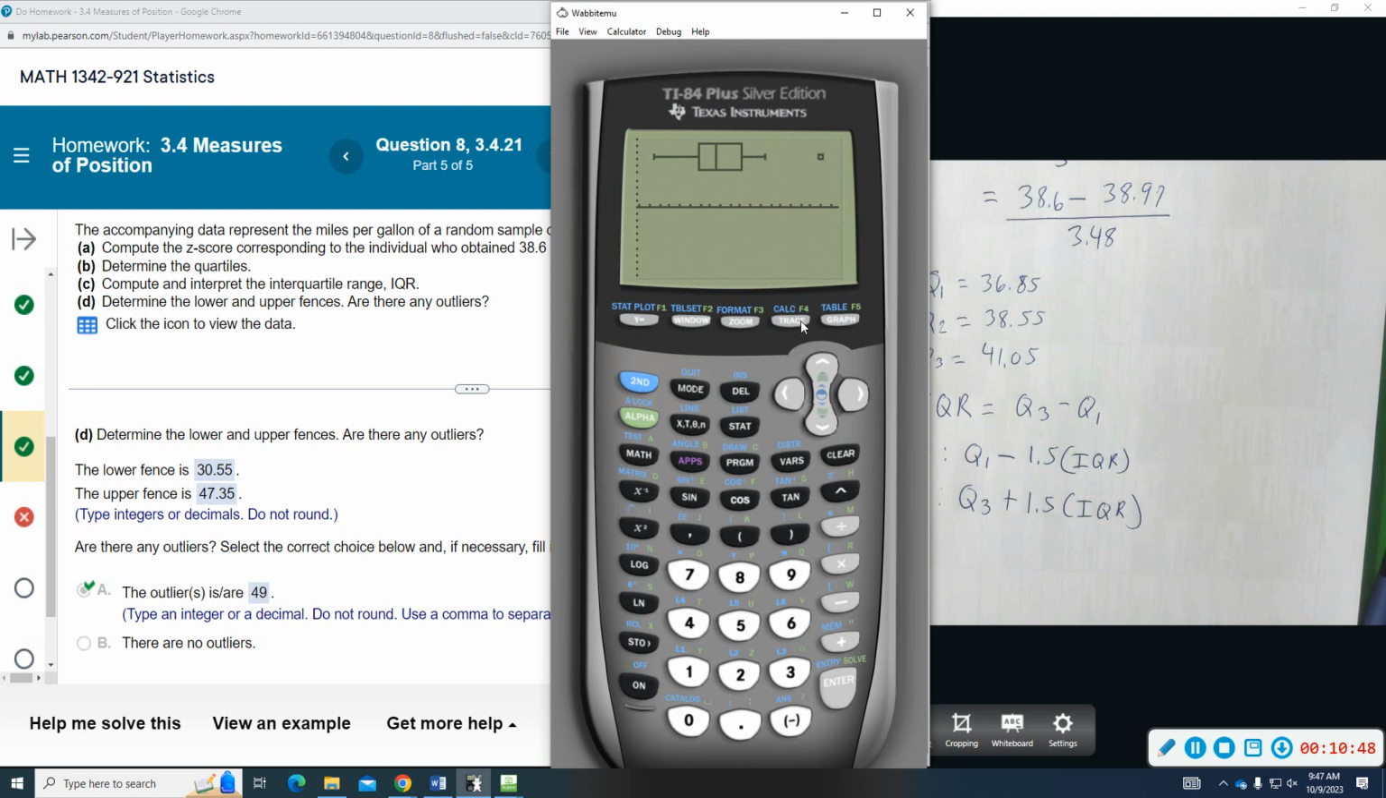If I hit trace, it shows you the minimum value. Each of these lines represent one of your quartiles. It shows you how spread out your data are. So if I arrow over, it shows me Q1. Arrow over again shows me the median, which is Q2. Arrow over again shows me Q3. And then the last dot shows me the biggest value that is not an outlier. And then this dot separated is the maximum, which is an outlier. So that's a really neat thing you can also do with the calculator.